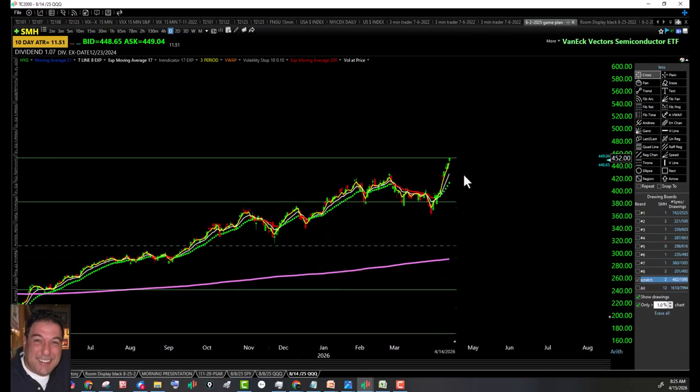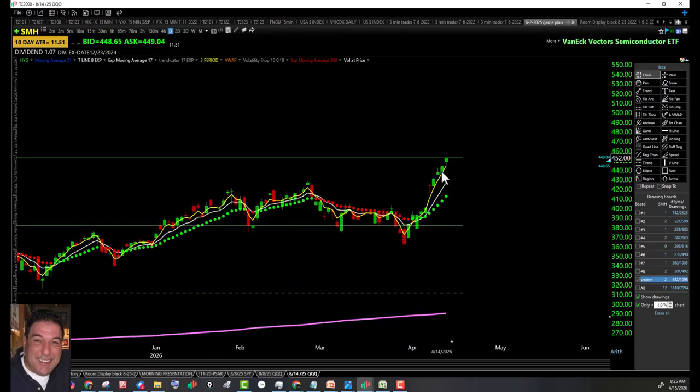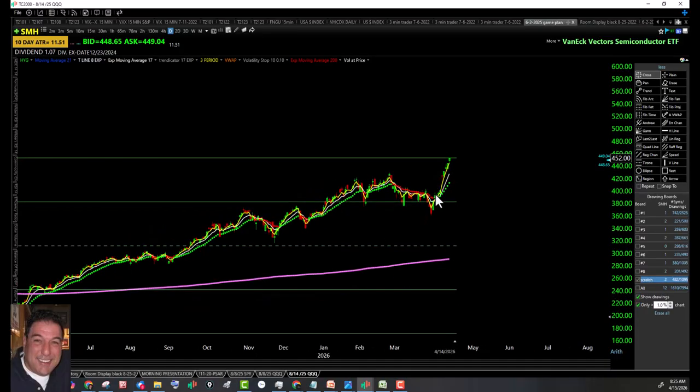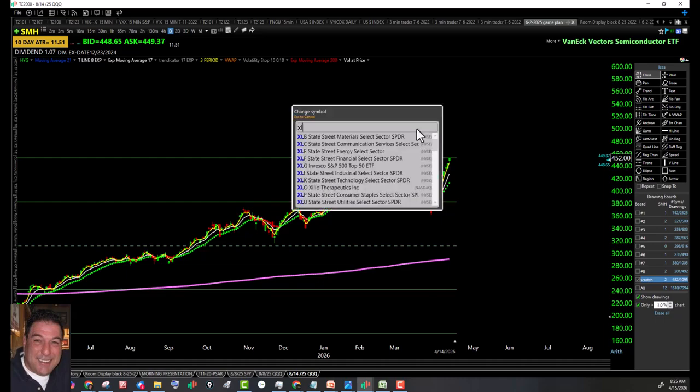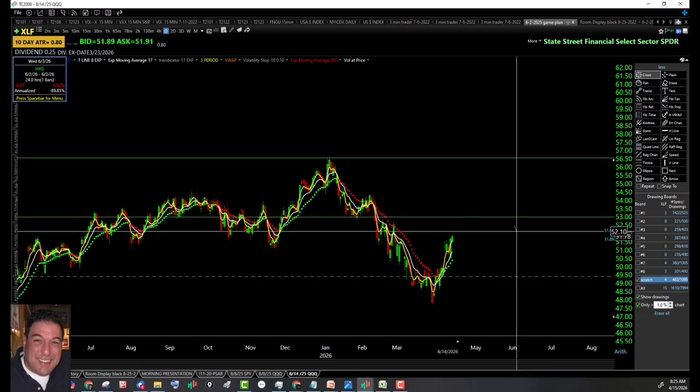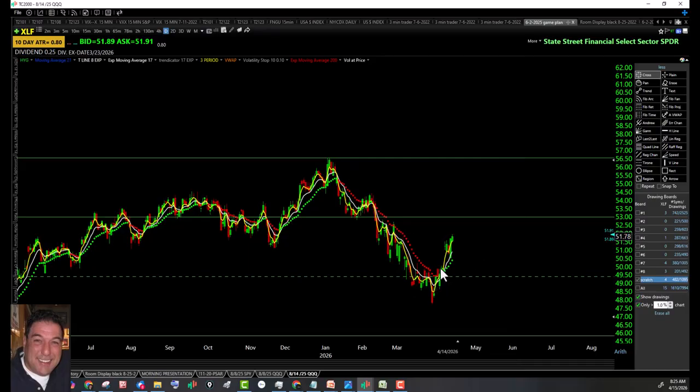So here's SMH. Obviously making new all-time highs right here. So that's obviously bullish, in an uptrend right there. Okay, so SMH is looking good. Like I said, XLF. Trying to break into the upper quadrant here. Up a third. Not quite there yet. Getting there. Definitely in a dysfunctional downtrend and moving up.